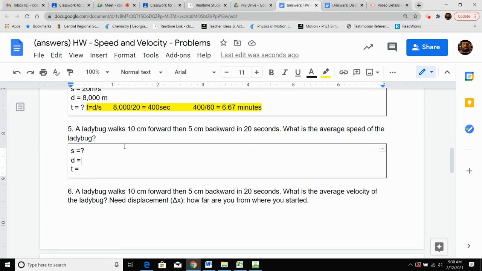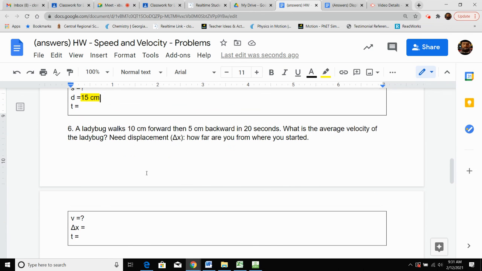All right, we've done a problem like that. But what is the total distance here? Good. All right, you weren't fooled at all. Okay, so 15 centimeters. Now your unit for speed is going to be in centimeters per second because that is the distance unit they gave us here.